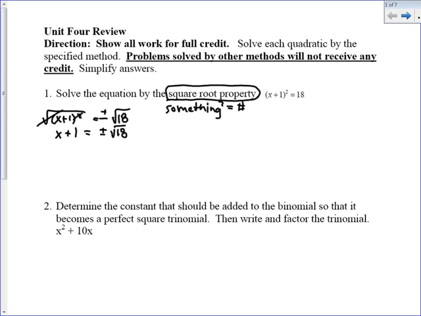And to finish solving for x, I'm going to subtract 1. And where do I put that negative 1 on the right side? Before the plus or minus. So I have x equals negative 1 plus or minus the square root of 18. Am I ready to box that answer in? No. No, why not?